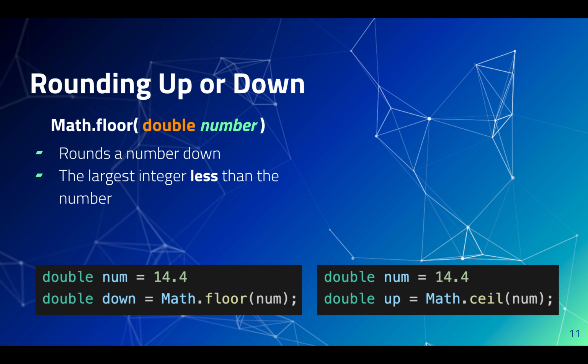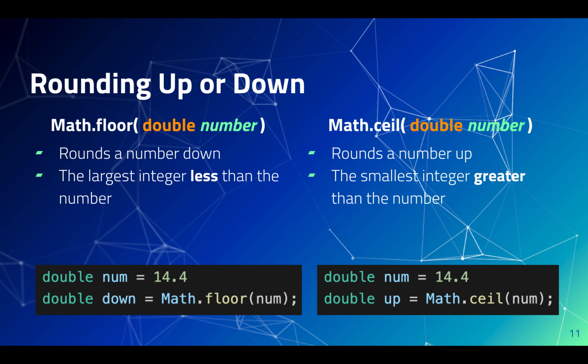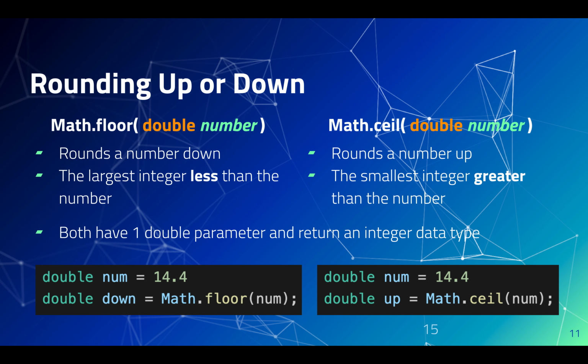Now what if you wanted to specifically round down or round up? Regardless of the value of the decimal, to round down you can use Math.floor, which takes a double parameter and returns an integer. To round up, you can use Math.ceil, which also takes a double parameter and returns a double. Sorry, it returns an integer as well. And so here we have 14.4, which when rounded down will be 14, and when rounded up it'll be 15.